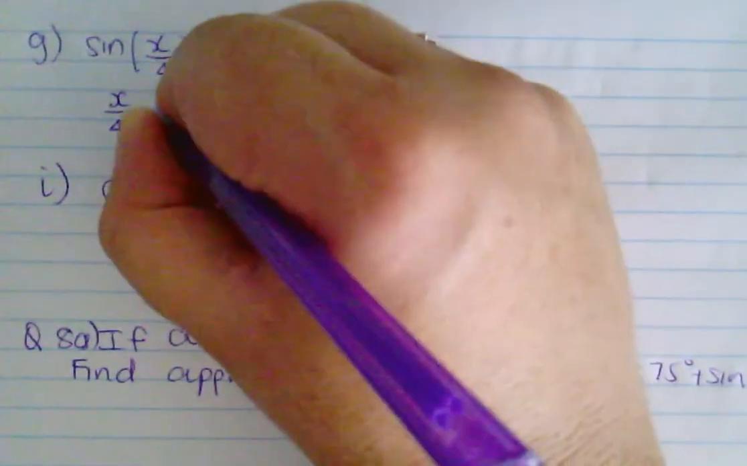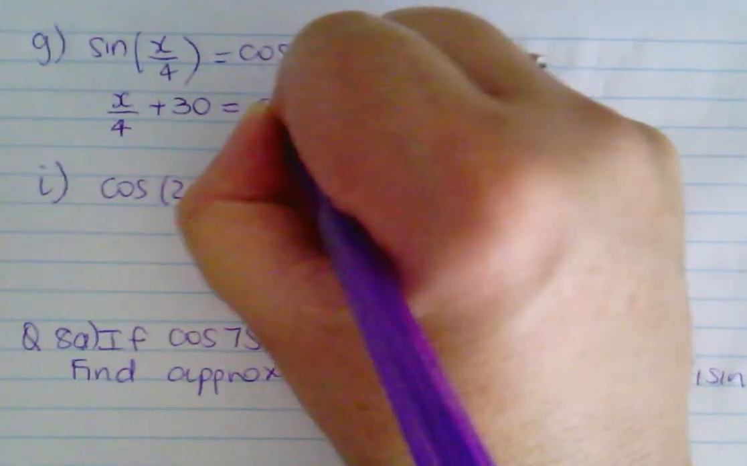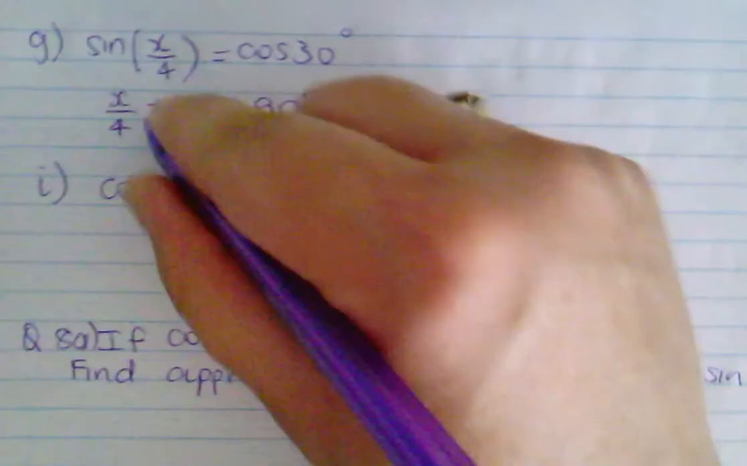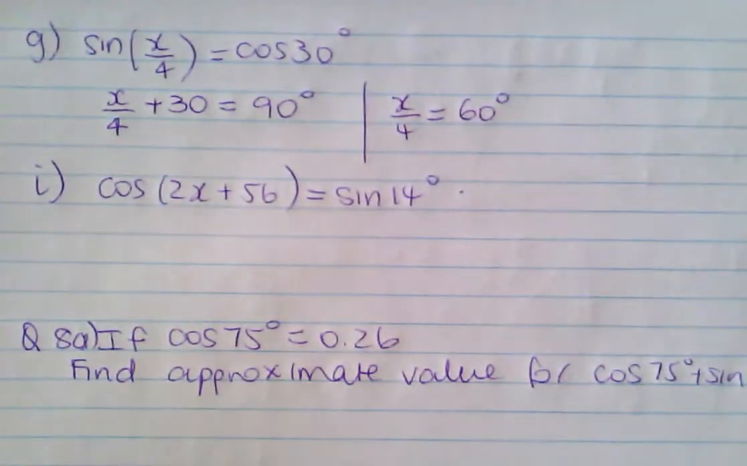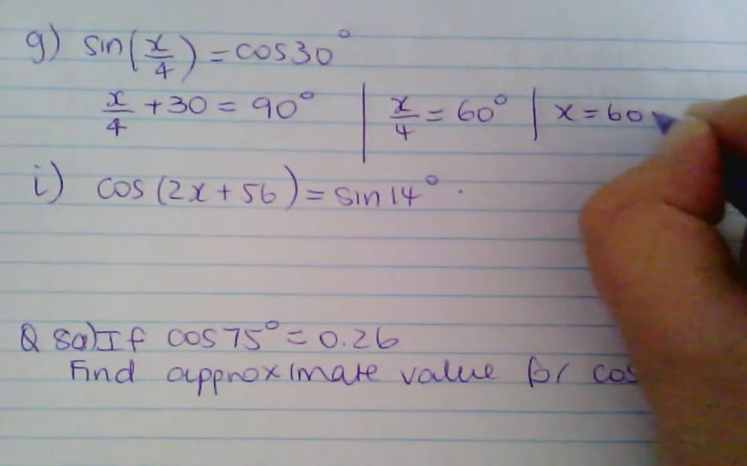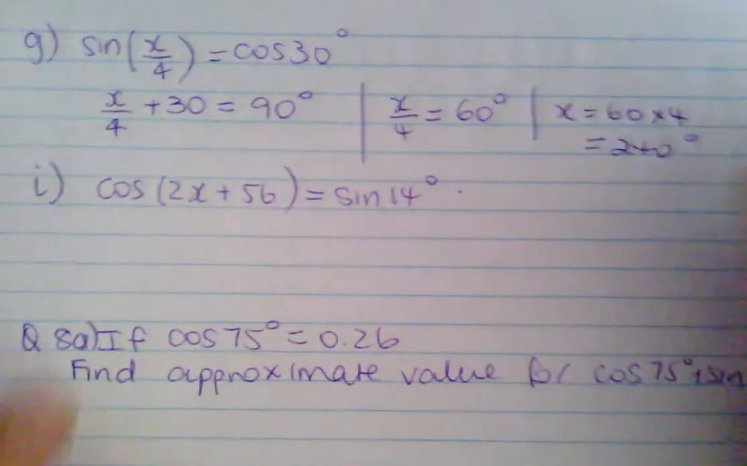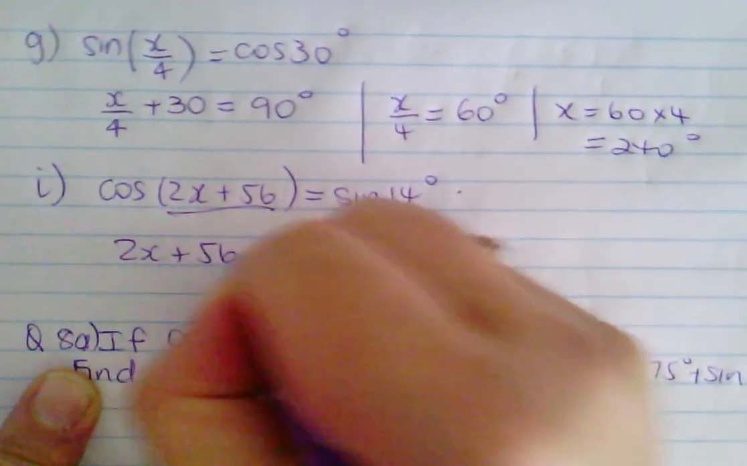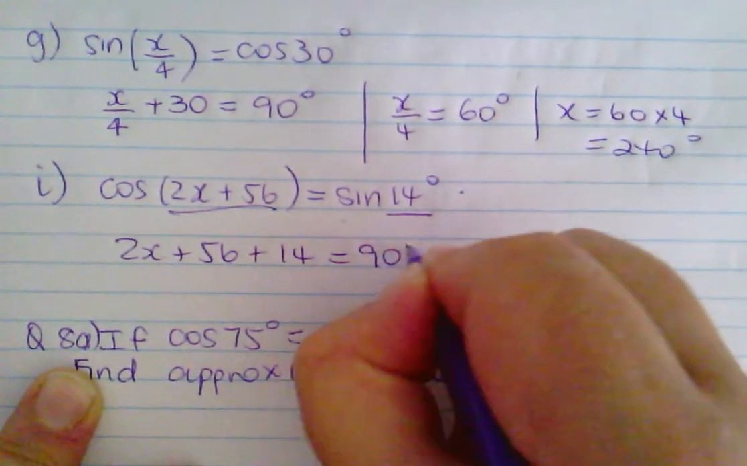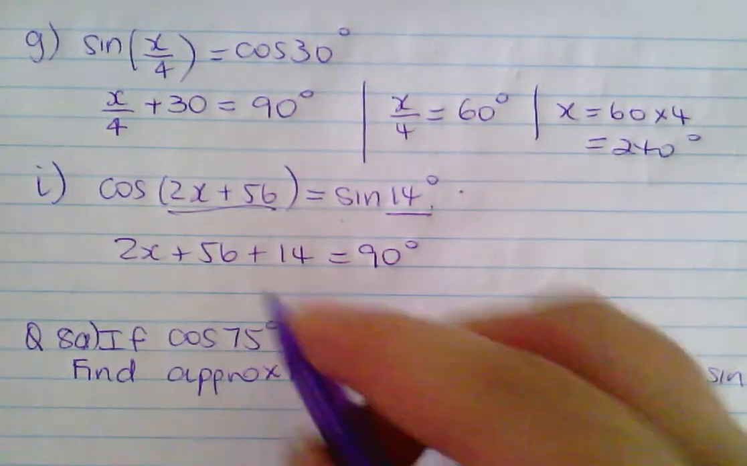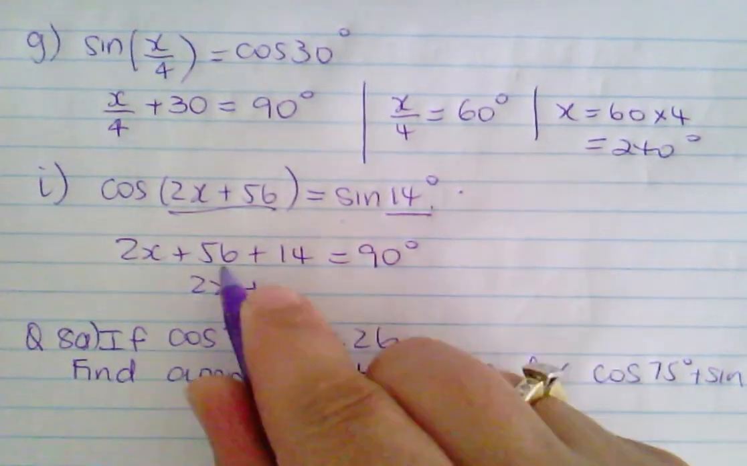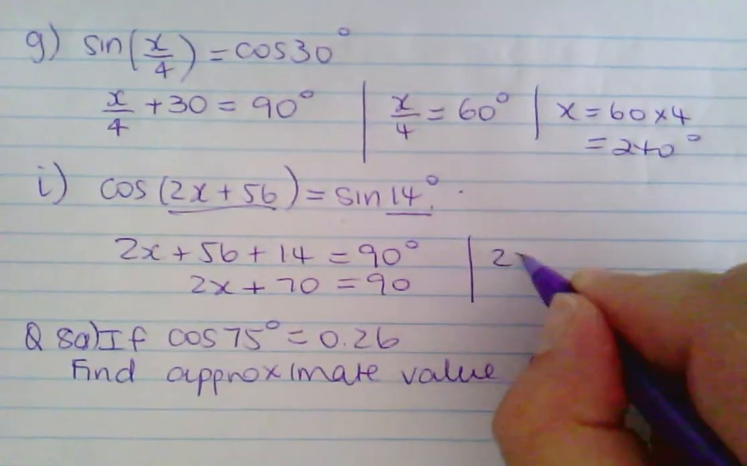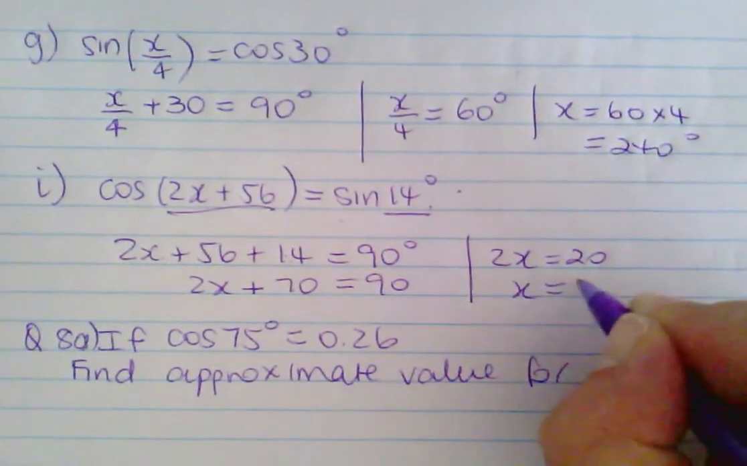All right, one more. Complementary with these as well. x over 4 plus 30 equals 90. Do we get it? Yeah. So therefore, x over 4 equals 60. You got it? x is 60 times 4, which is 240. With this one, 2x plus 56 plus the 14 is 90. That and that make 90. And just solve the equation. 2x plus, what's this, 70 is 90. That means that the 2x has to be 20. In other words, the x is 10.